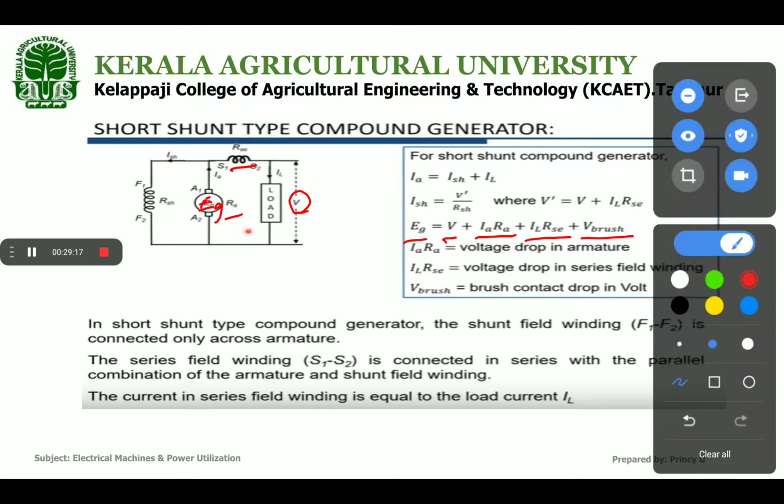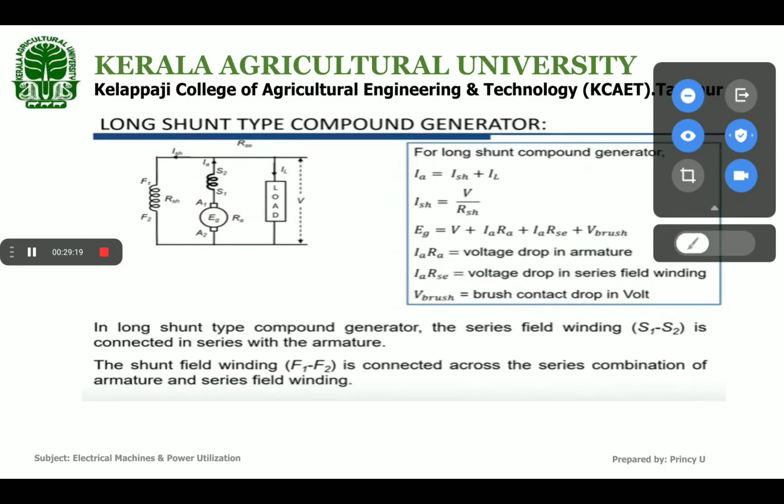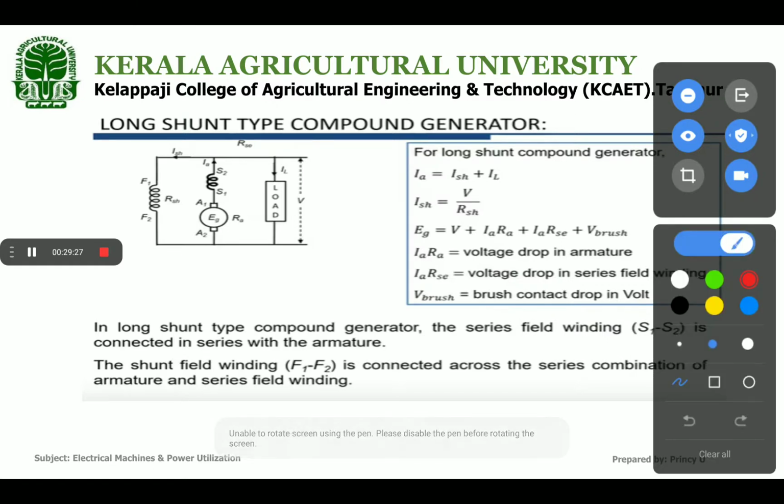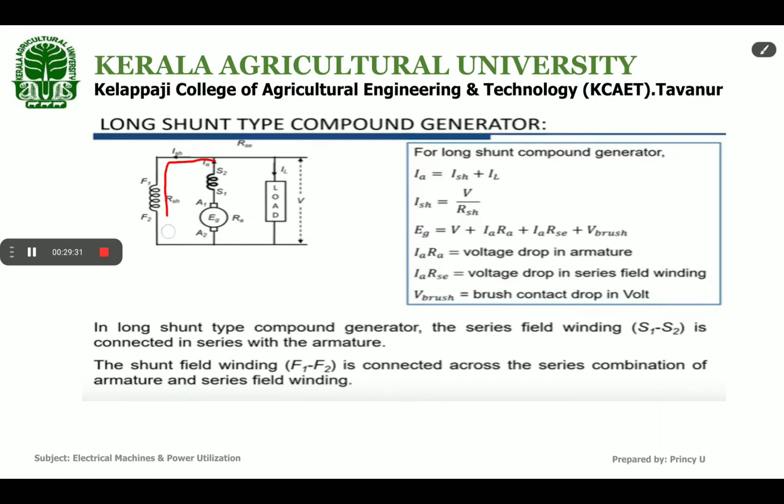Okay, then the next one is long shunt type compound generator. In long shunt type compound generator, you can see the shunt field winding is connected in parallel to both the series field winding and armature. In long shunt type compound generator, the series field winding S1, S2 is connected in series with the armature.